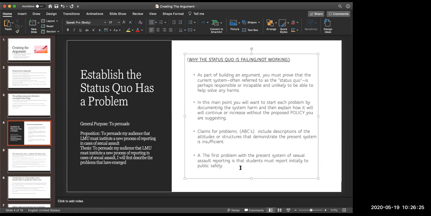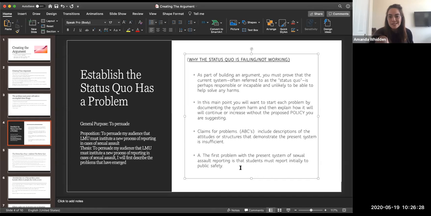But going through your evidence, we found that the system is potentially flawed in that reporting issue.